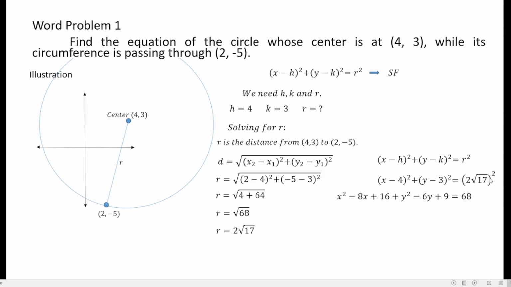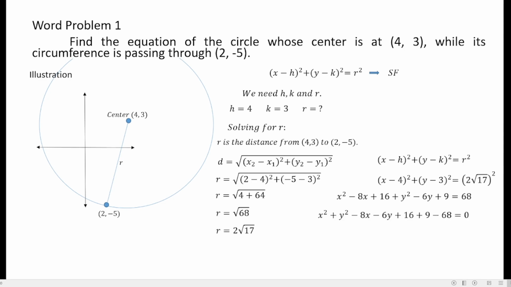Or if you want, instead of using 2 square root of 17, you can just substitute square root of 68. Anyway, they're just equal, right? And then the square root of 68, taking the square, you can just cancel the radical and this 2 here. So you have actually 68 left. From here, you can just arrange now.